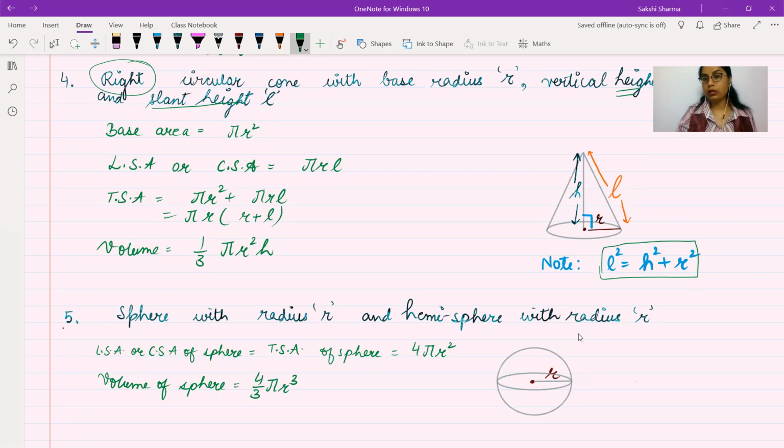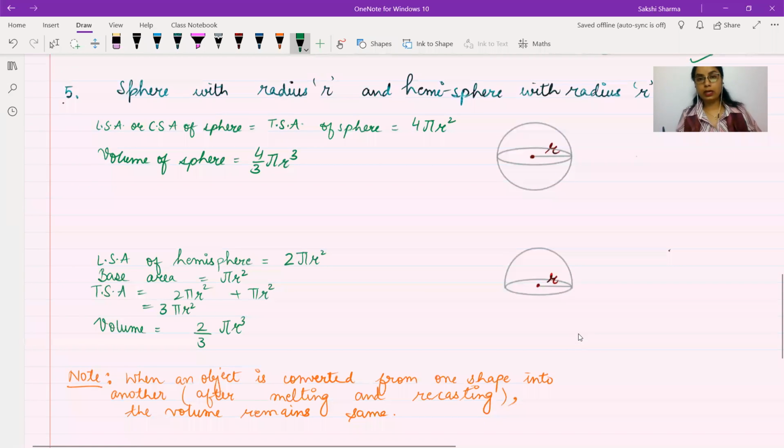At any given point, if out of these three, any one is missing, we can use this relation to find out the missing dimension. The base area is the area of the circle with radius r, it's pi r square. Curved surface area is given by pi r L. The total surface area will be the sum of the two, and then the volume is 1/3 pi r square h.